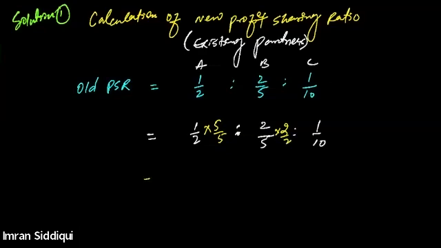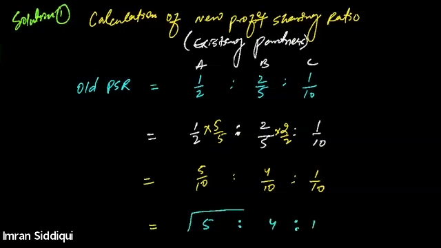And this is how we will be able to determine the old PSR. So this will be 5 by 10, 4 by 10, and then 1 by 10. That means the old profit sharing ratio of the partners was 5:4:1. This is the old profit sharing ratio of the partners.